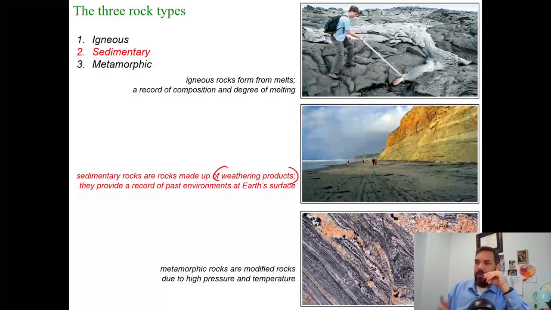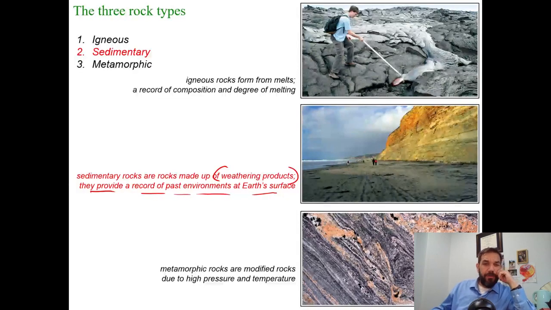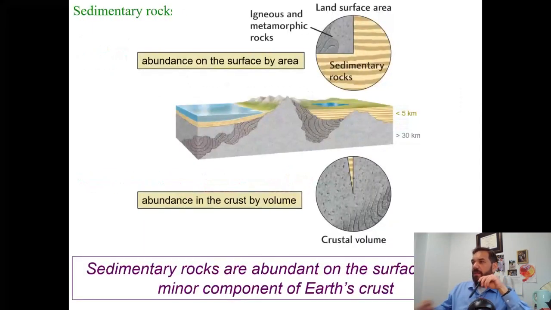And they also, importantly here, I note, provide a record of past environments on Earth's surface. So sedimentary rocks are mostly superficial rocks. They're occurring at the surface of Earth's crust, not really deep into the Earth. They're not in the mantle, they're not in the core or anything. They're on the very top of the crust. They're not even in the deep crust. They're on the very surface of the crust. So we'll get more into this.